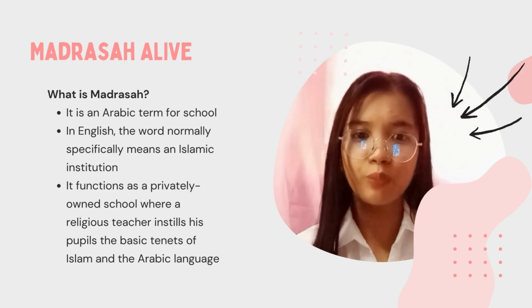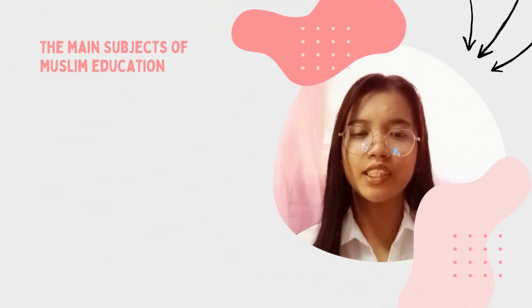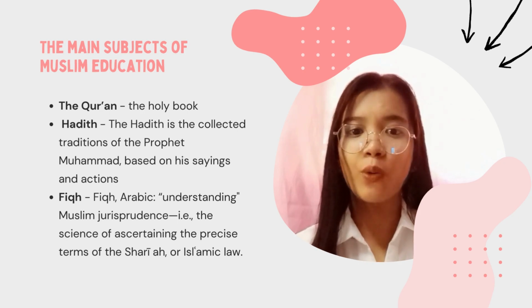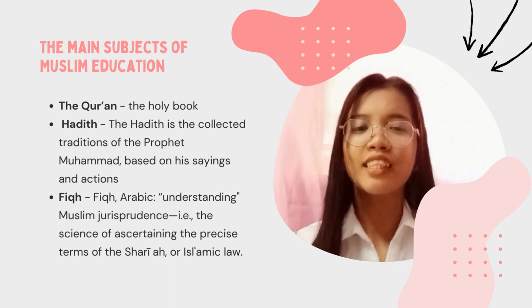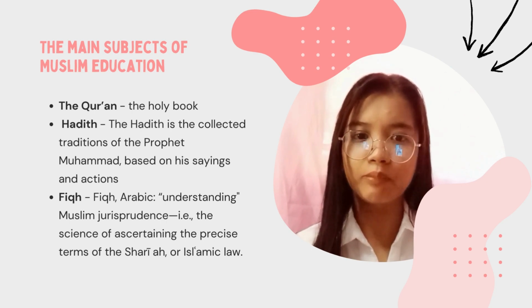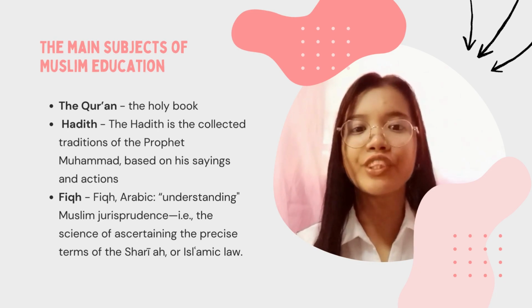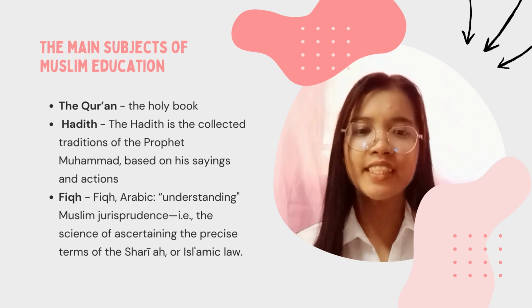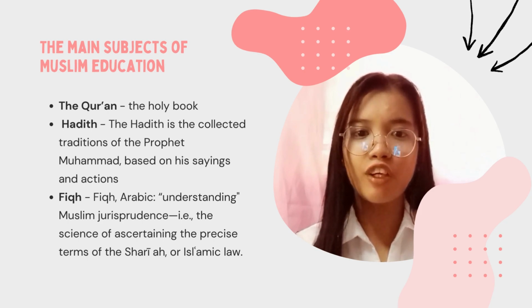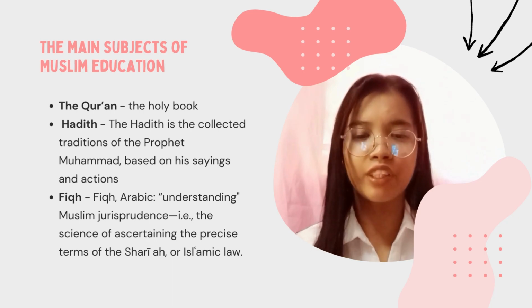The main subjects of Muslim education are the Quran, the Holy Book, and Hadiths. The Hadiths is the collected traditions of the Prophet Muhammad based on his sayings and actions. Fiqh, Arabic for understanding, is Muslim jurisprudence, the science of ascertaining the precise terms of the Sharia or Islamic law.